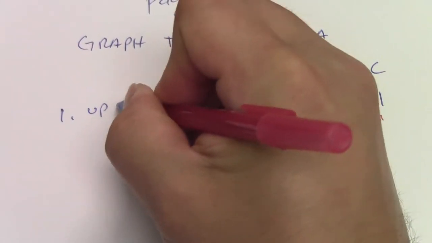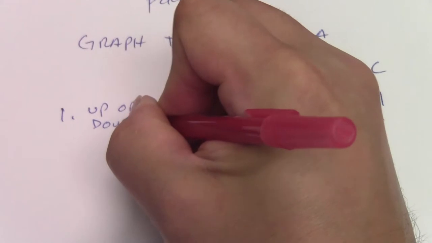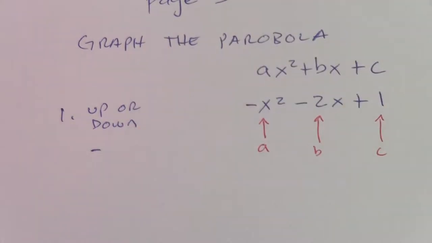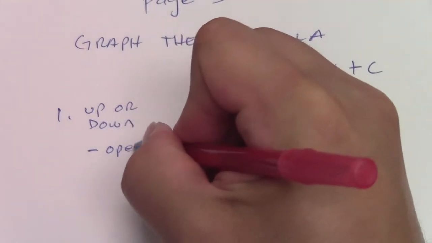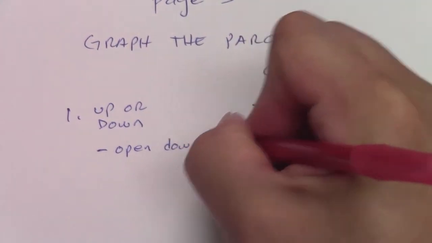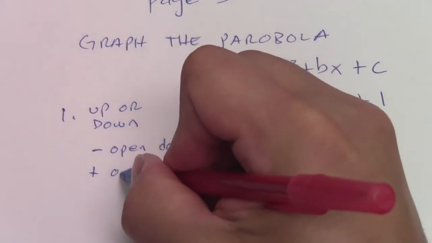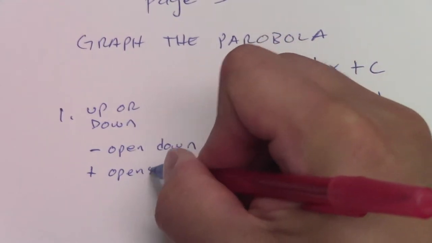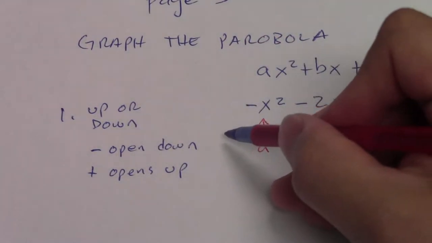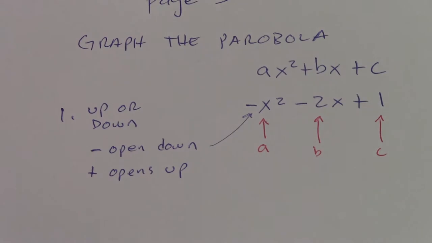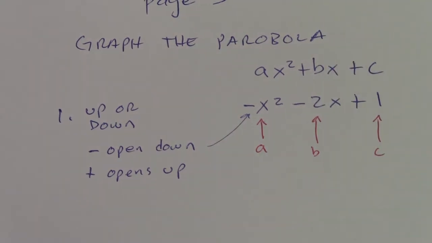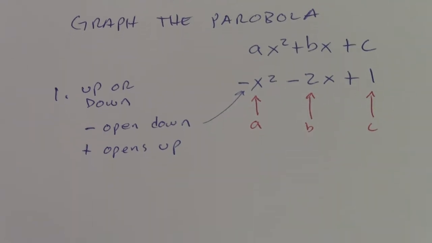So step 1, is it up or down? All right. If it's a negative number, it opens down. If it's a positive number, it opens up. All right. So what do we got over here? We got negative, so now we know it's going to open downwards. So when we're trying to graph it, we already know, hey, it should be going down. Let's just make sure it does.